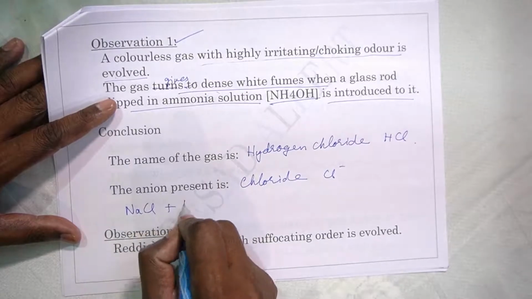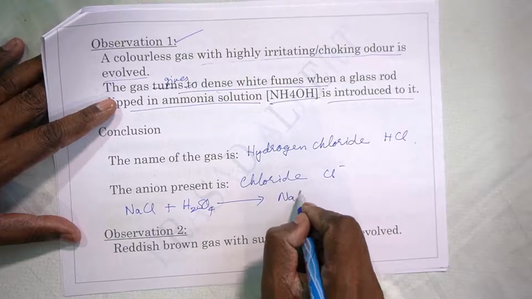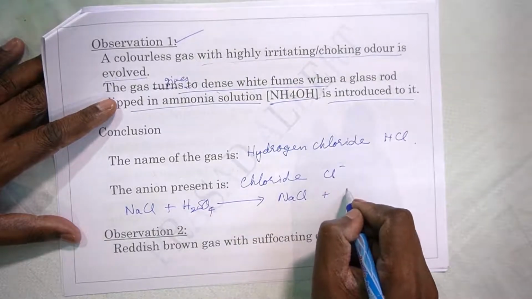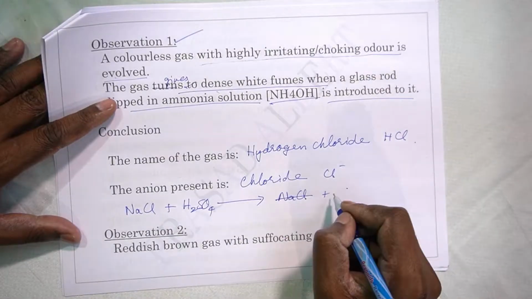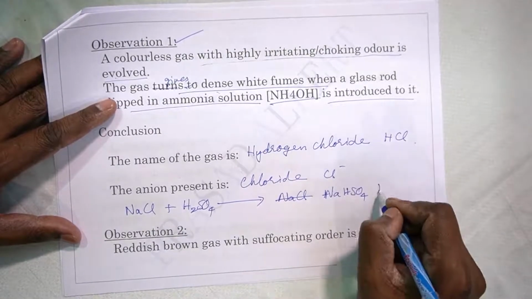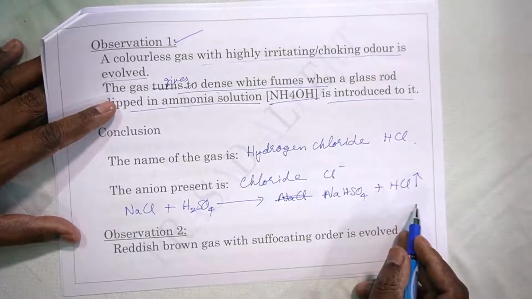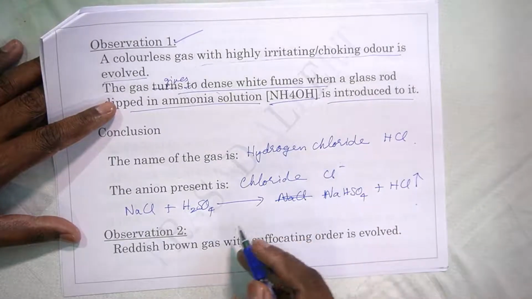For example, if you take sodium chloride, NaCl, and react it with concentrated sulfuric acid, what you get is sodium hydrogen sulfate, NaHSO4, or sodium bisulfate, plus HCl. Hydrogen chloride gas is evolved here, you see. So you can identify it as chloride.